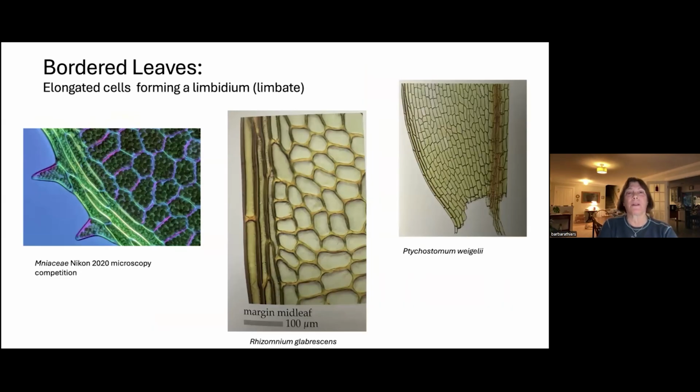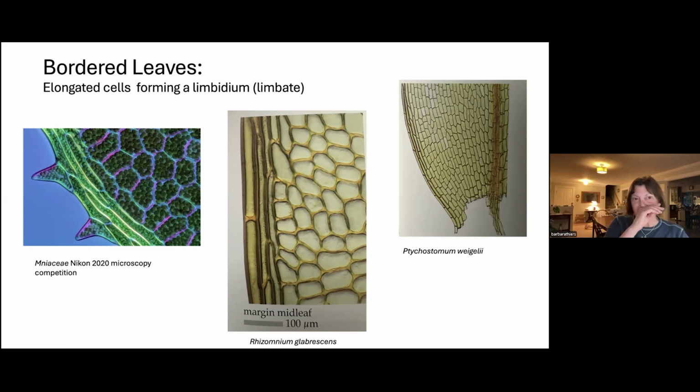So then we get into another type of bordered leaves, which is when you have elongated cells along the margin that are quite different from the cells that are more towards the interior of the leaves, and they form what's called a limbidium, or they are limbate. Look at this Niam, which is a picture from a photography contest. You see it has distinct teeth, but inward to the teeth are these elongated cells forming the limbidium, which is quite distinct from the more isodiametric or roundish or rectangular cells to the inside.